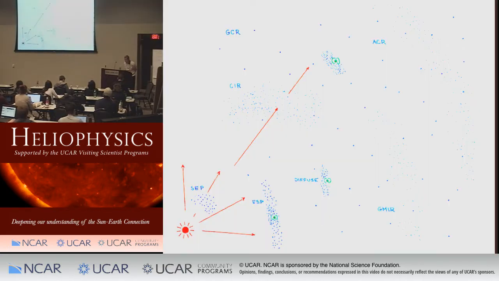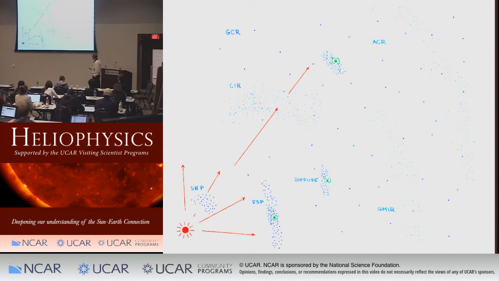This is sort of a drawing I made of our heliosphere, at least one segment of it, and again to show some of the populations that we'll be talking about, the main culprits in energetic particles. Here's the sun. Of course, you get solar energetic particle events coming. They come in a couple of varieties, these big gradual events and impulsive events. We'll talk more about those.